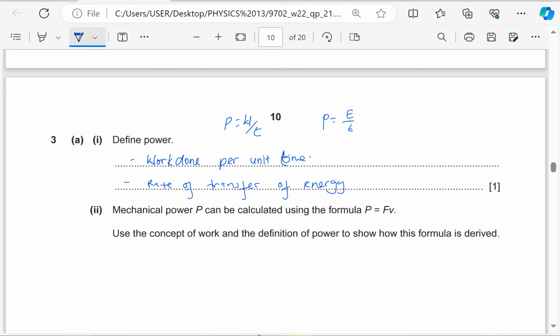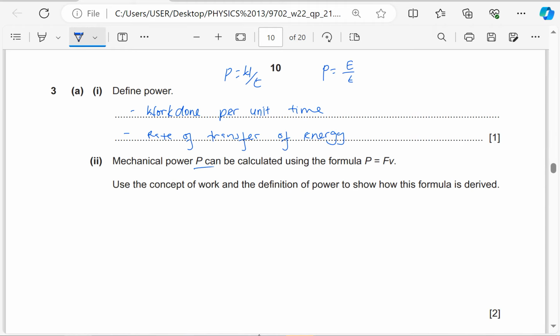This is work done per unit time, or the rate of transfer of energy. That is going to be power. So power is the work done per unit time, or the rate of transfer of energy.